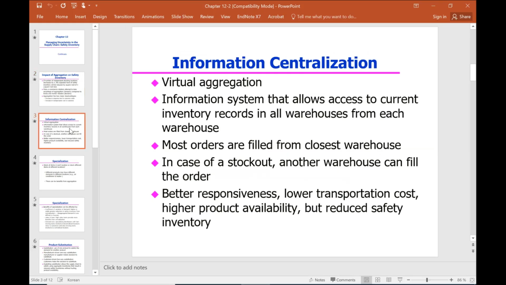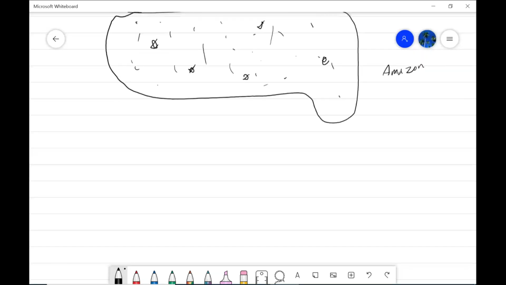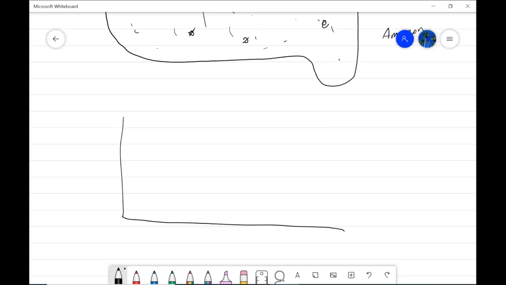So in fact, these days, especially Amazon, they try to aggregate not only the location of the physical warehouses, they try to aggregate in terms of information. Okay. So the idea is very simple. Let me get my notes again. Let's say you have this area, again, the United States. I'm sorry, the drawing is ugly, but anyhow.